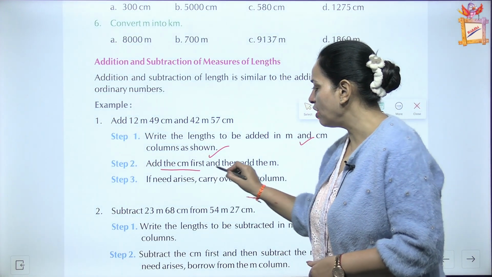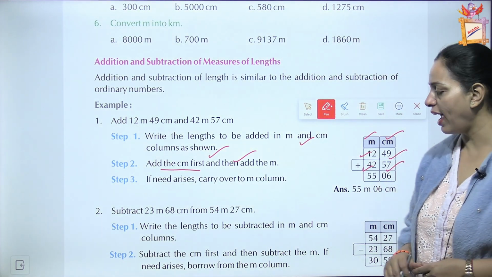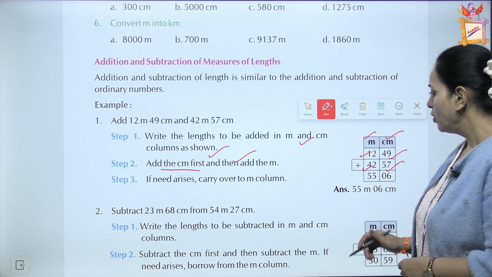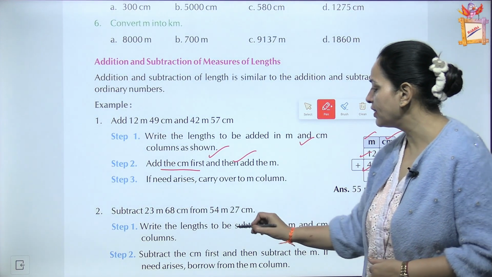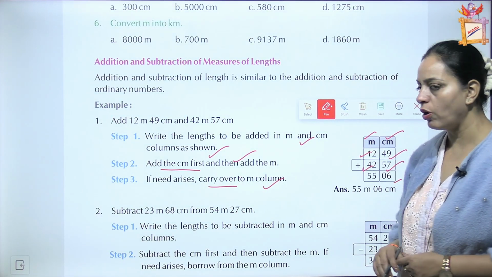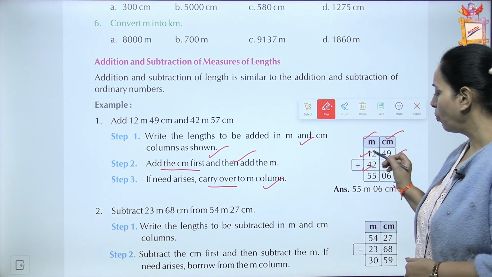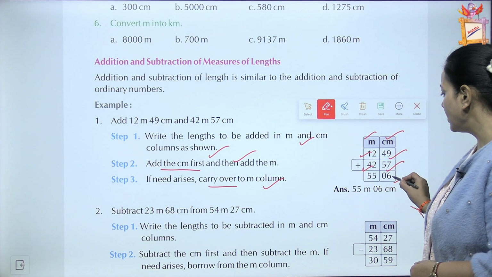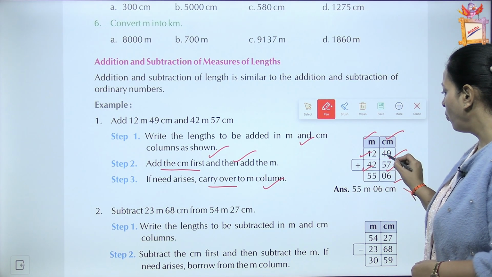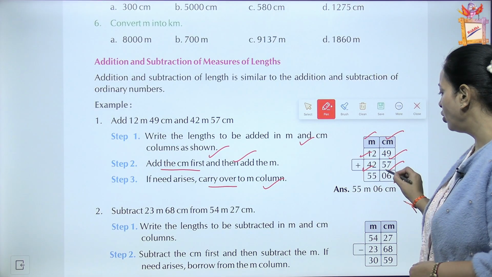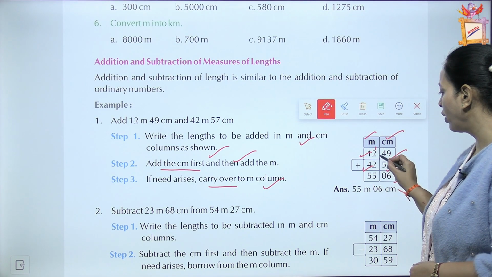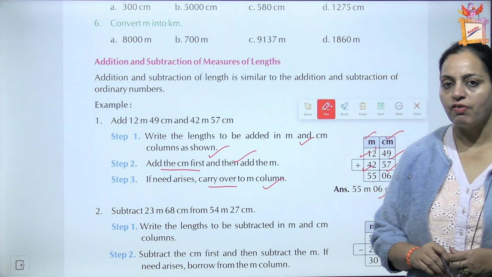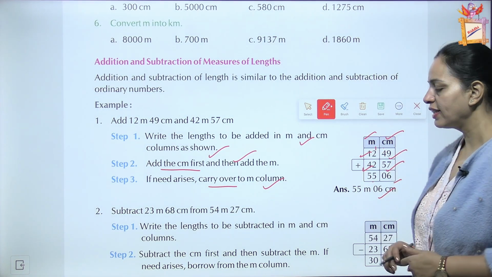Now add the centimeter first and then add meter. So first we will add the centimeter. So if need arises, carry over to meter column. If there is a carry, we can carry it to the meter column as well. So 9 and 7, 16, 6 here, 1 carry. 4, 5, 9 and 1, 10, 0 here, 1 carry. 2, 4 and 1, 5. 4 plus 1, 5. Answer is 55 meter 6 centimeter.